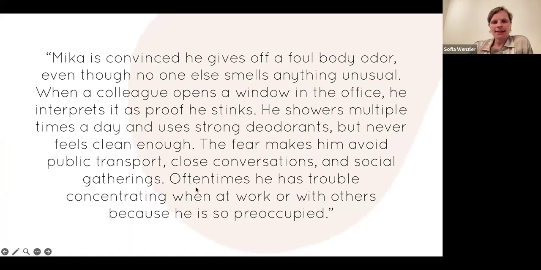And I think this is the last case example. Mika is convinced he gives off a foul body odor, even though no one else smells anything unusual. When a colleague opens a window in the office, he interprets it as proof he stinks. He showers multiple times a day and uses strong deodorants, but never feels clean enough. The fear makes him avoid public transportation, close conversations, and social gatherings. Oftentimes, he has trouble concentrating when at work or with others because he's so preoccupied.